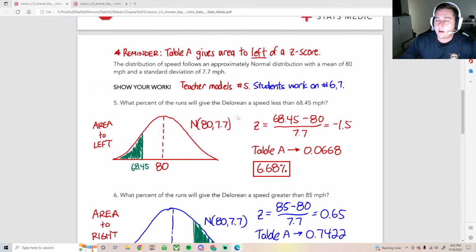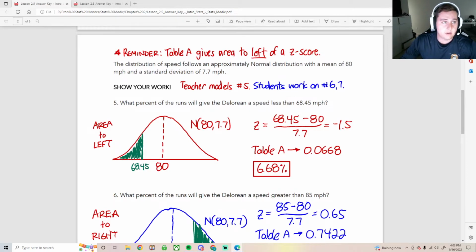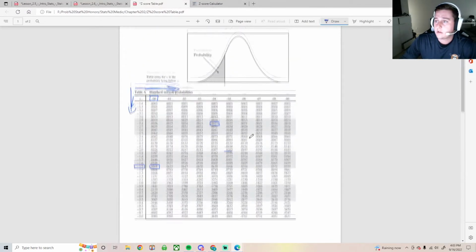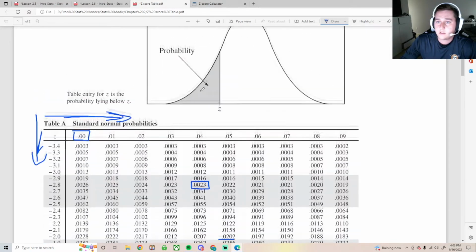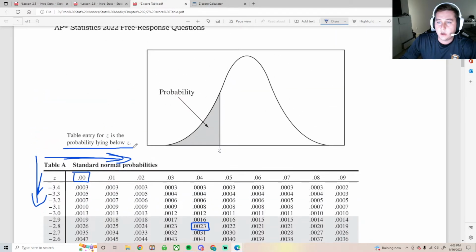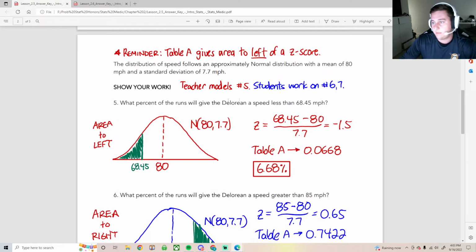Okay. Just as a note, that table that I just showed you is areas to the left. It says so on the table, up here: the probability lying below z, so it's the area to the left. But it's kind of easy to forget that. So it's the area to the left.